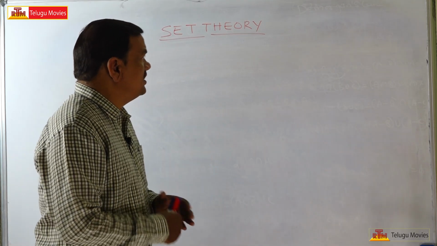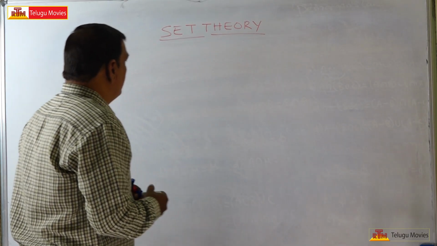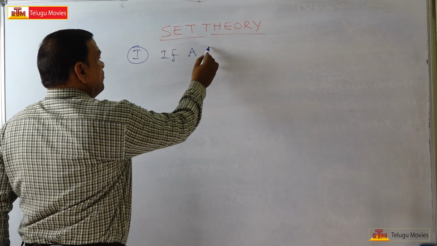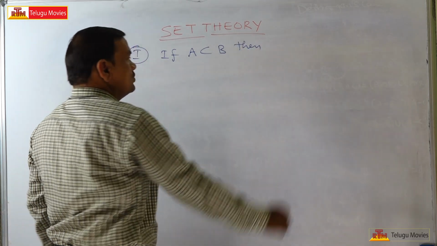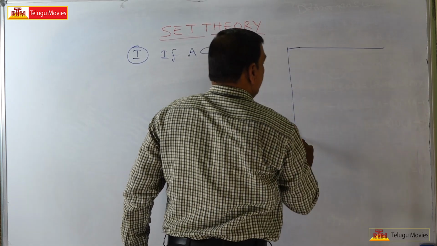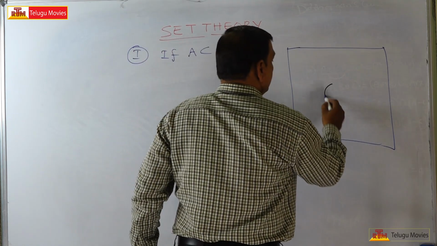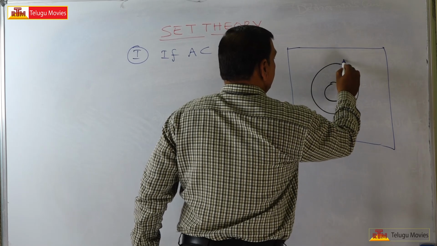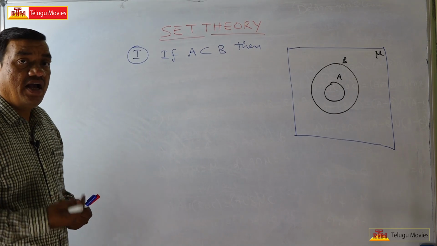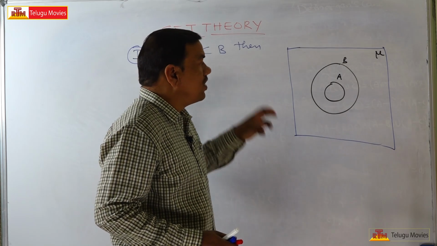Now see this concept, the first concept. If A is a subset of B, what are the things that are going to happen? Let us see one by one. First thing, I am going to draw the Venn diagram. A subset of B: this is the set A and it is B. Of course, this is a universal set. A subset of B means all the elements of A belong to B. Then we call it A subset of B.